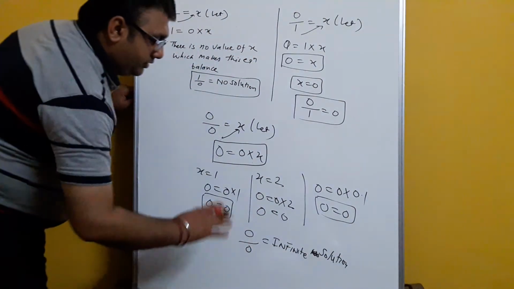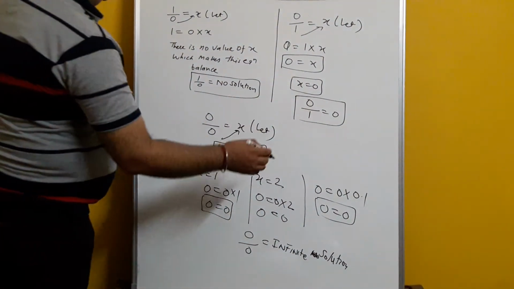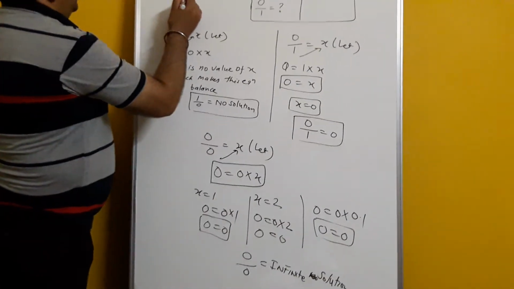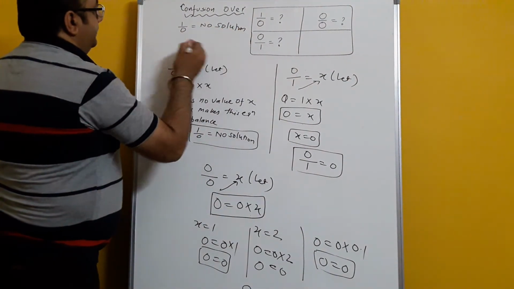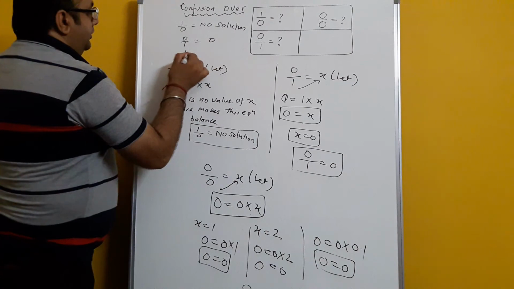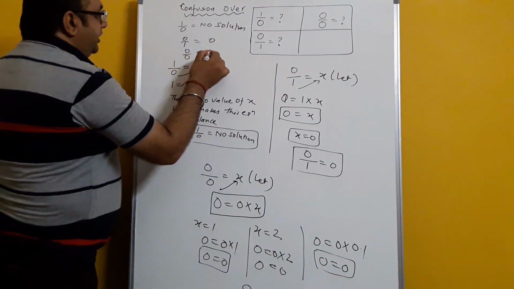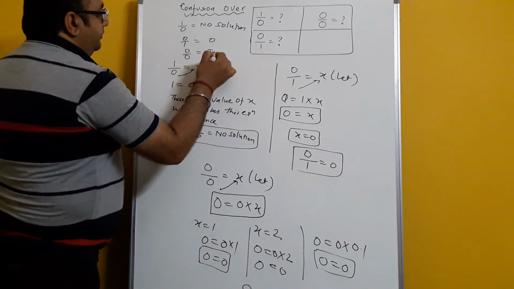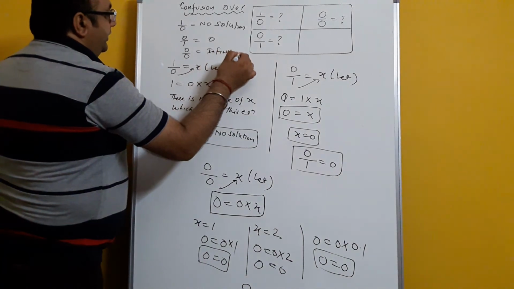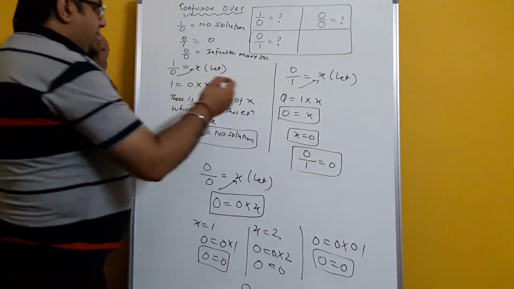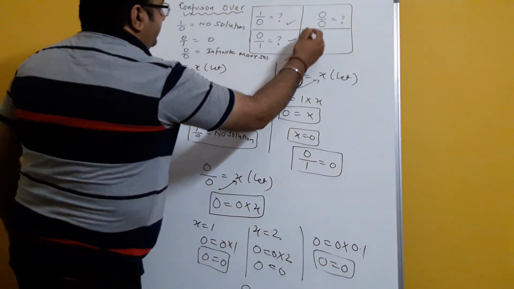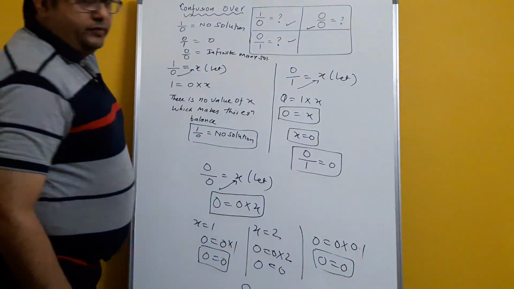or we can say that 0 by 0 has no fixed solution. So we can say that 1 by 0 is always no solution, 0 by 1 is always 0, and 0 by 0 is not defined, or has infinitely many solutions. I hope you can now easily identify the values of these three and there is no confusion about this. Thanks.